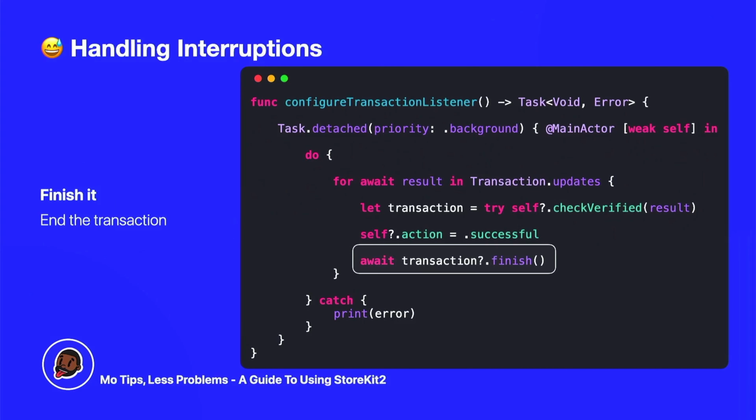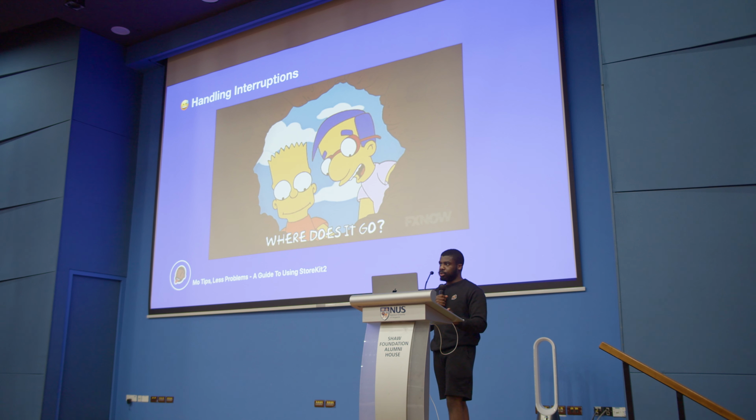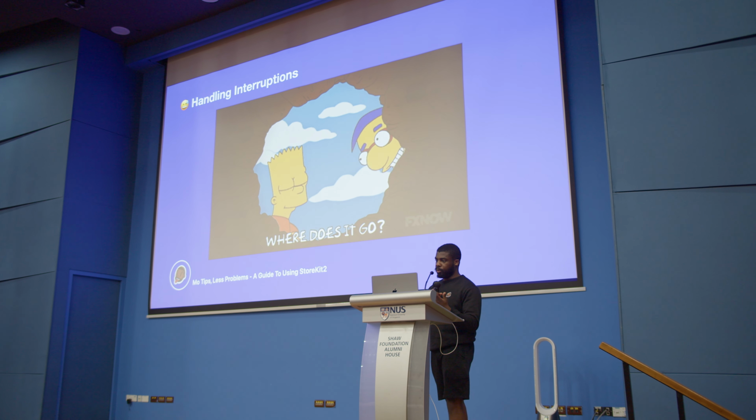And then what will happen is I'll then end that transaction, to say that, hey, I'm now done. So how will we actually use this function? Where does this function go in our code base?